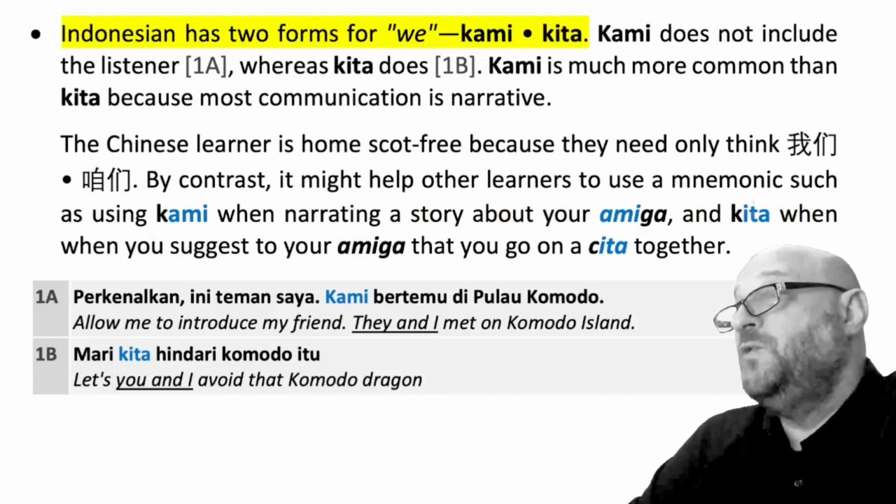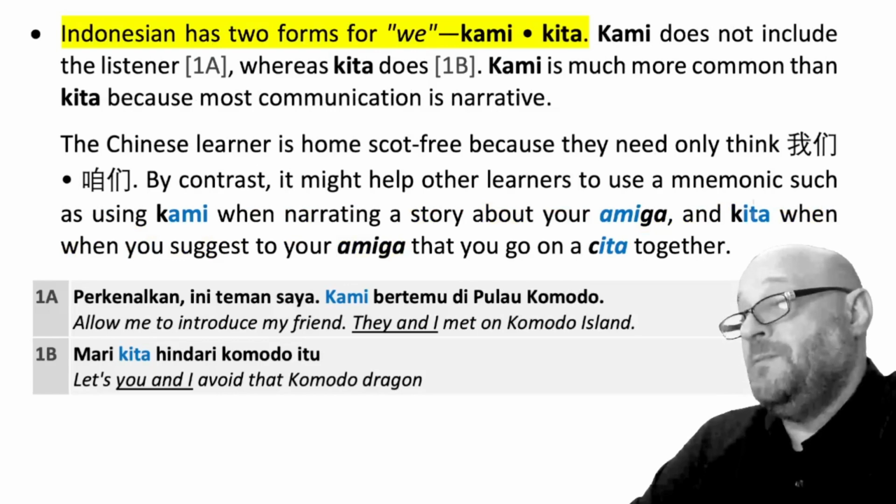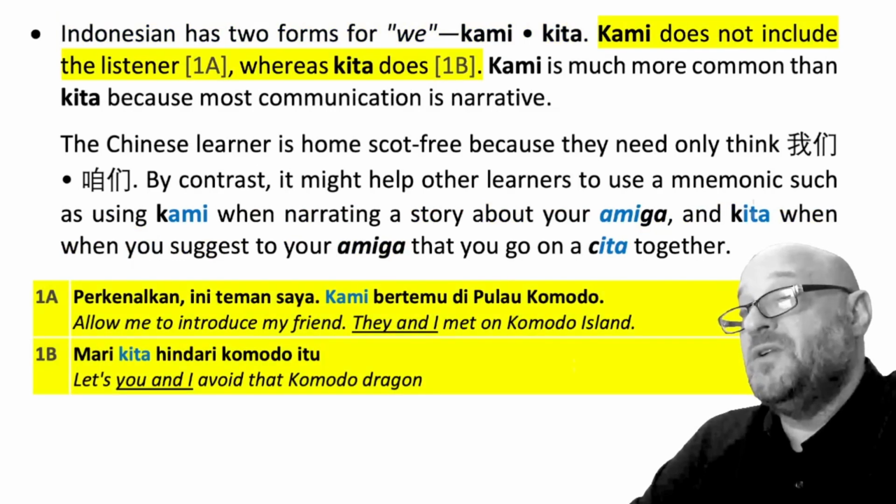Indonesian has 2 forms for we, kami, kita. They're different. Kami does not include the listener, whereas kita does. Kami, in example 1a: Perkenalkan, ini teman saya. Kami bertemu di Pulau Komodo. Allow me to introduce my friend. They and I met on Komodo Island. Example 1b, kita: Mari kita hindari Komodo itu. Let's you and I avoid that Komodo dragon.